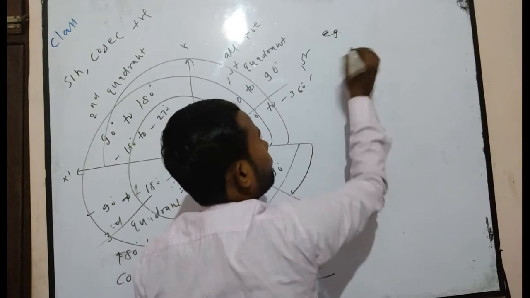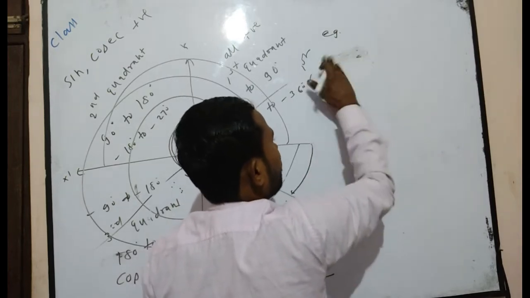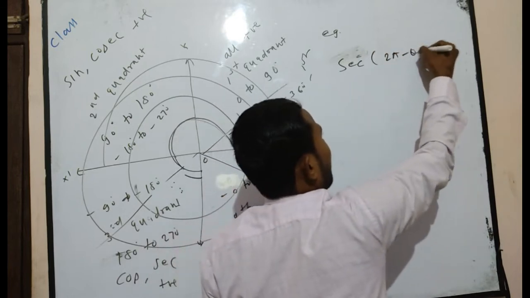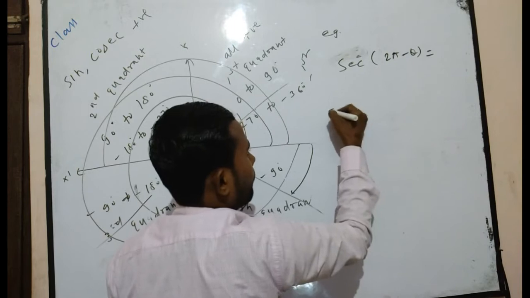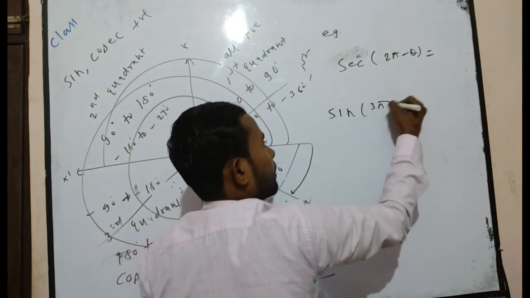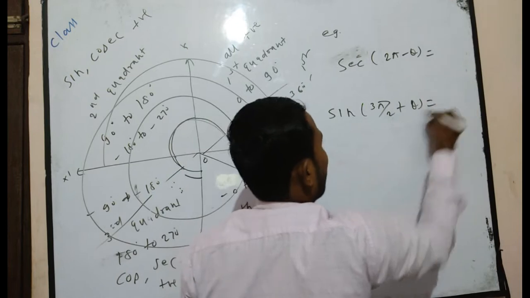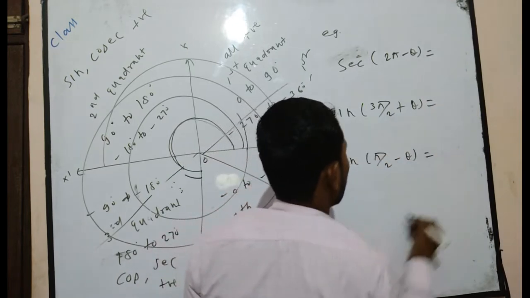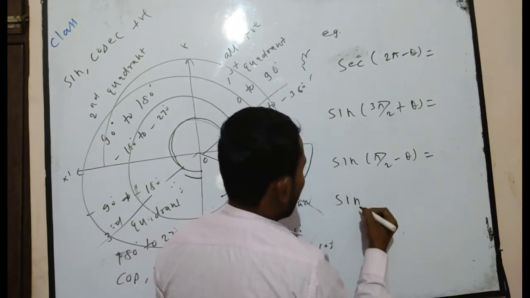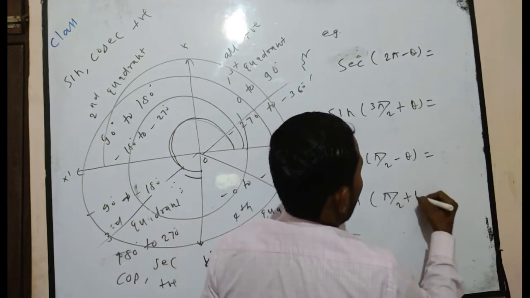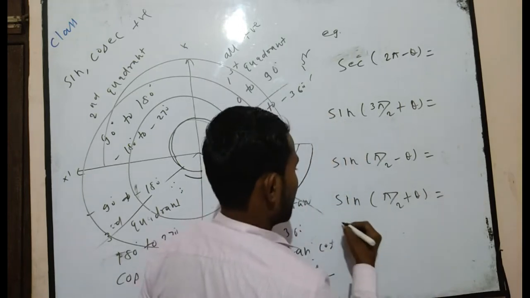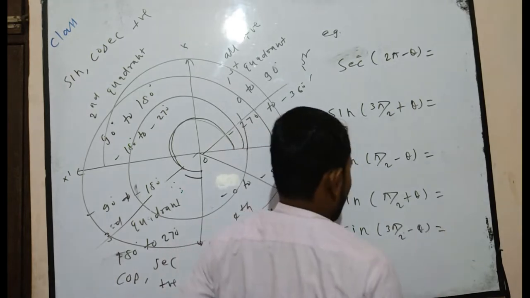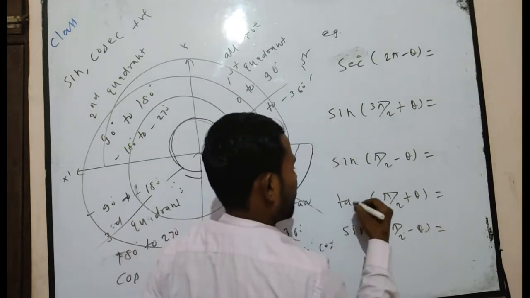For example, if I want to write sec 2 pi minus theta is equal to what? Similarly, sin 3 pi by 2 plus theta is equal to what? Sin pi by 2 minus theta is equal to what? Sin pi by 2 plus theta is equal to what? Sin 3 pi by 2 minus theta is equal to what? You can take any angle.